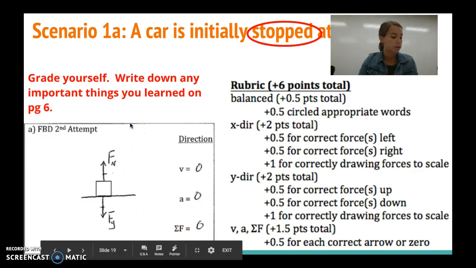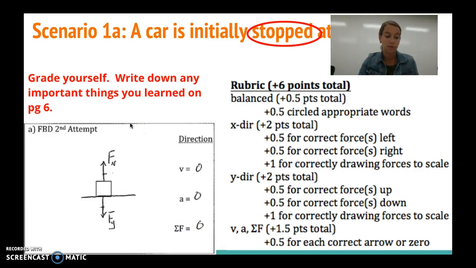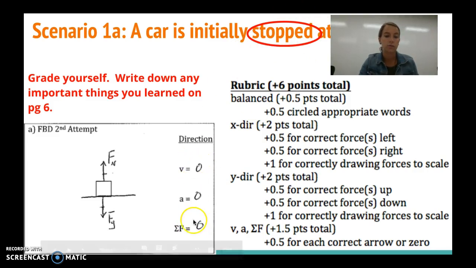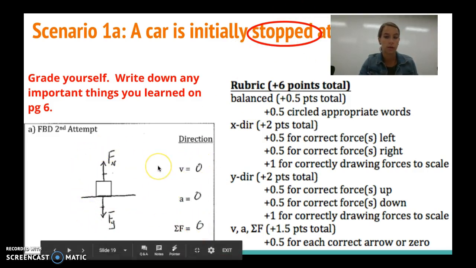The other thing you see at the top says, circle the words in the statement that lead you to believe if the net force is balanced or unbalanced. We said the net force was 0. That's what this means: sum of the forces is 0. And that's because the car is stopped. So you should have circled stopped. You should have zeros here, and you should have this diagram.